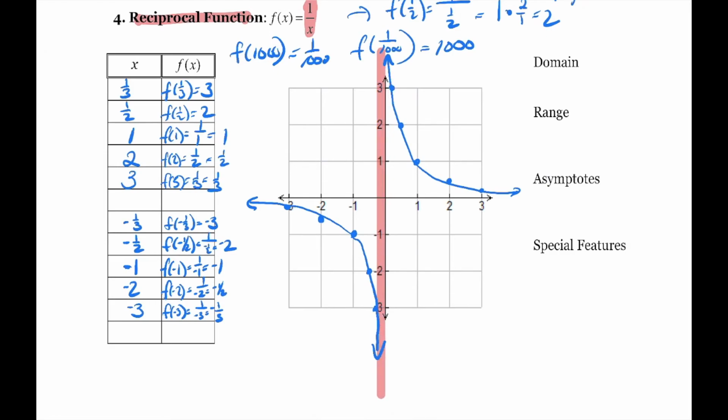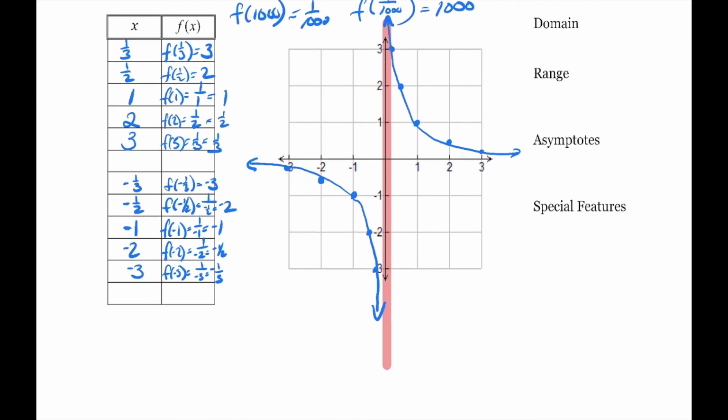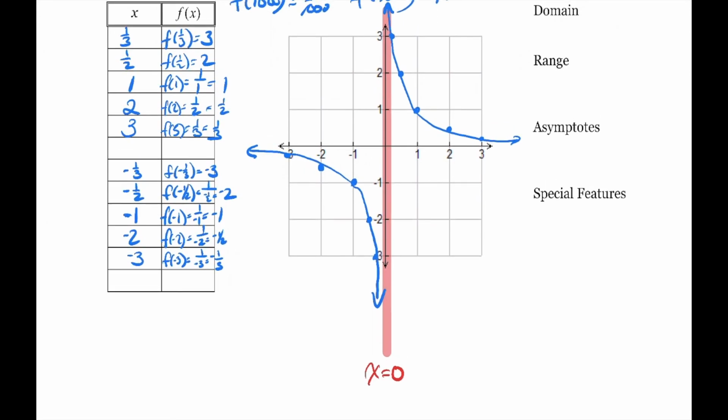X can get very close to 0, but it will never touch it. Okay, so this has a special name. In this case, this line has the equation x equals 0, really the y-axis, x equals 0. So this is what we call an asymptote.